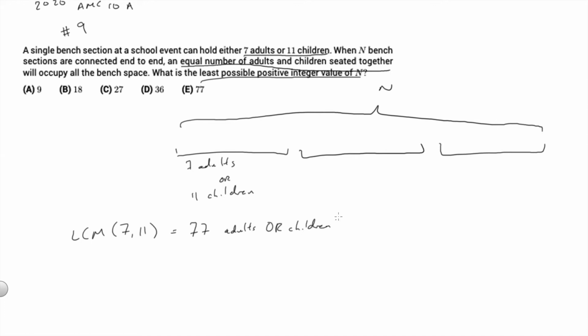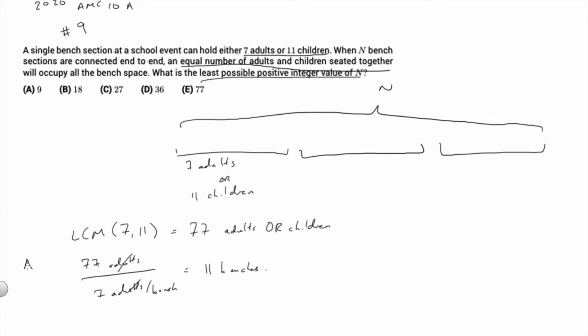And you'll see what I mean. So we know that the smallest number that can be common between them is 77. There's no way to get a number below there, because if we do 14, for example, we get an even number of adult benches, but the number of children's benches is not going to be the right number. So let's take a look. If we have 77 adults, how many benches do we have? Divided by 7 adults per bench, the units will cancel nicely. We will get 11 benches.